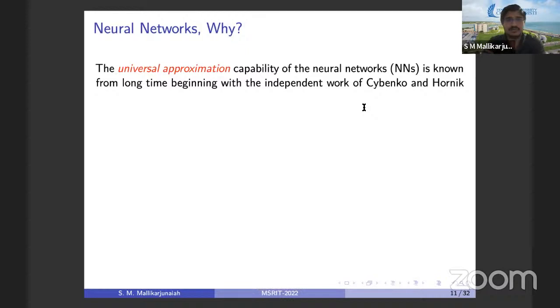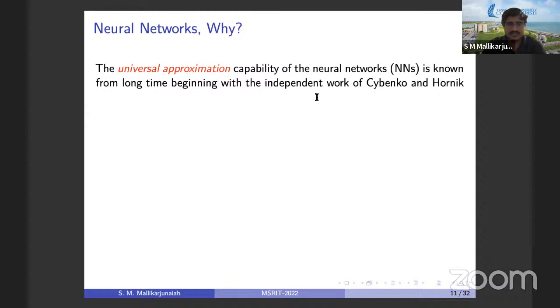And the question is, why neural networks? Now, the fundamental concept is not new. It's a pretty old concept, and if you really think about it, it's actually linear algebra. Now, why are they important? Because of their universal approximation property.